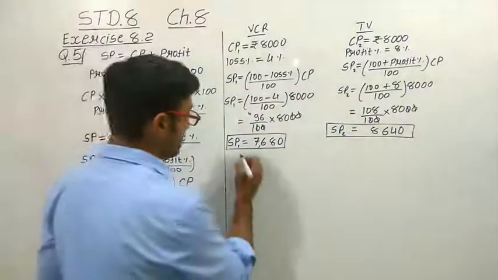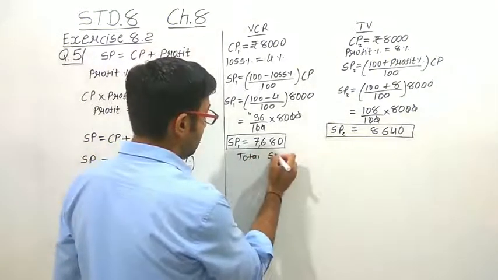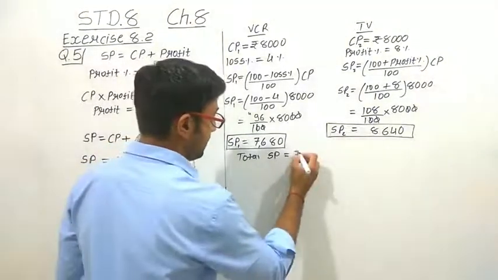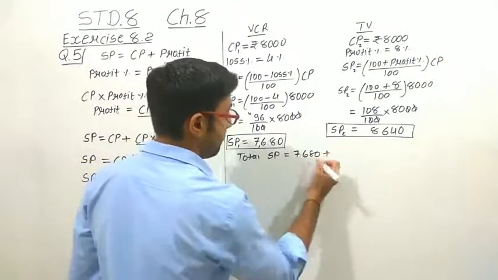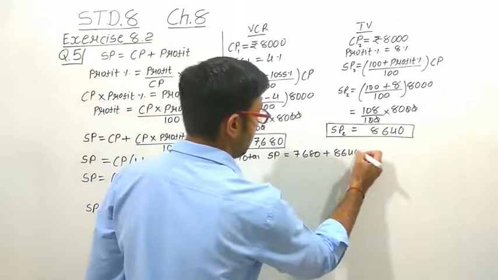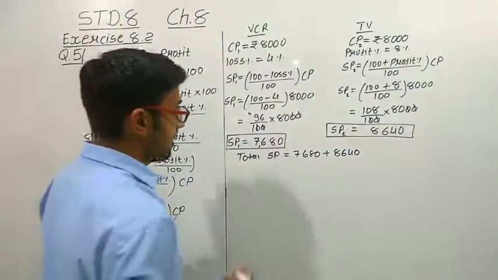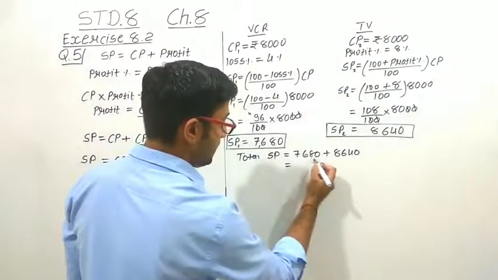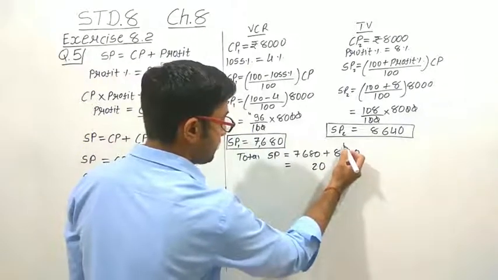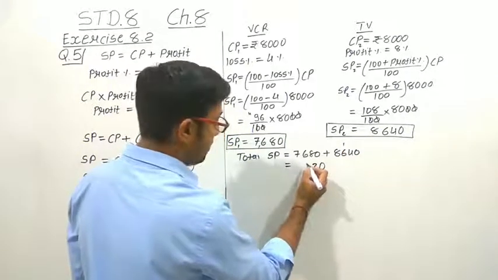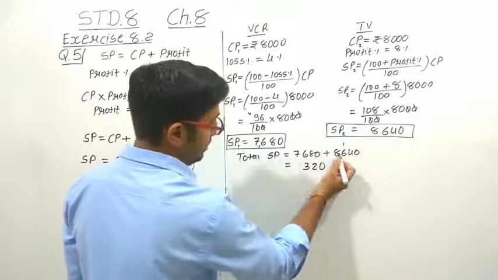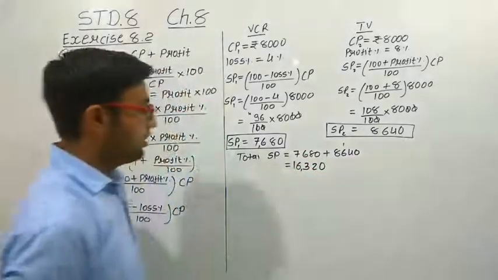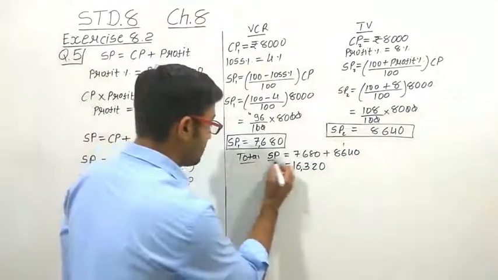So what will be the total selling price? Total selling price together is the addition of both selling prices, that is 7,680 plus 8,640, right? Now the total selling price: 0, 6 plus 8 is 12, 1 is the carry, 6 plus 1 is 7, 7 plus 6 is 13, 1 is the carry, so 9 plus 7 is 16. So 16,320 is our total selling price.